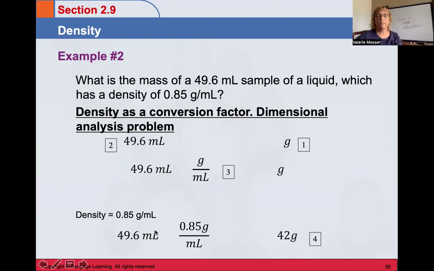So 49.6 times 0.85 gives us a mass of 42 grams. The answer has two sig figs because density, 0.85 grams per mL, is a measured value. And in multiplication and division problems, the answer has the same number of sig figs as the value with the fewest number, which in this case is 2.